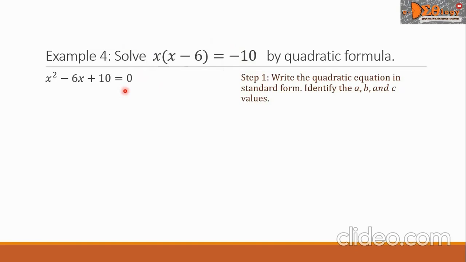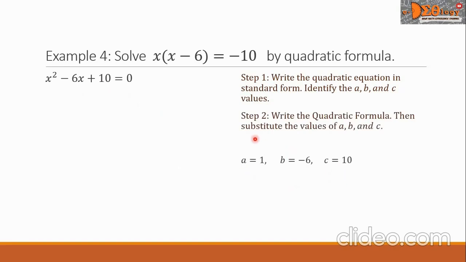Then we can now collect the values for a, b, and c respectively. We know that a is the coefficient of x squared, so a equals 1. B is the coefficient of x, so b is negative 6. And c is the constant 10.